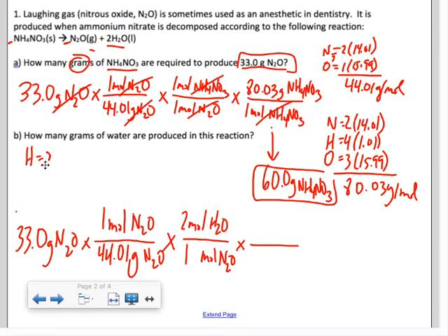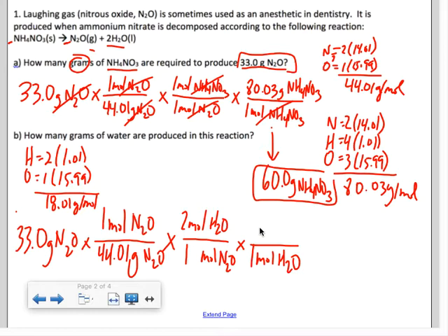I have hydrogen, 2 of them at 1.01. Oxygen, 1 at 15.99. The molar mass of water, all you've got to do is add this up, is around 18.01 grams per mole. So 1 mole of H2O is equivalent to 18.01 grams.